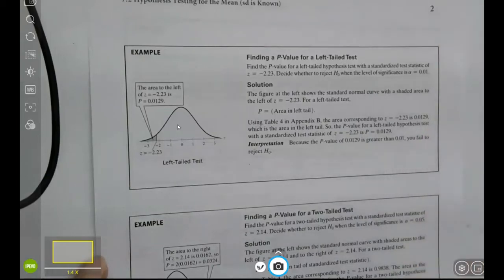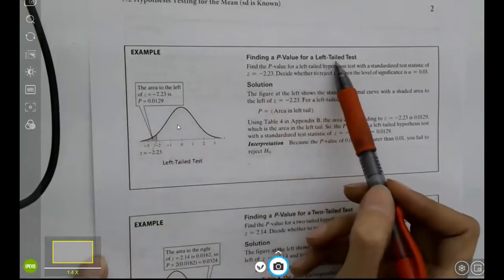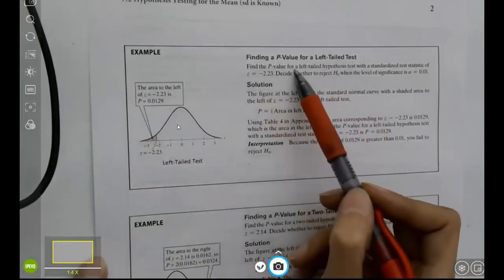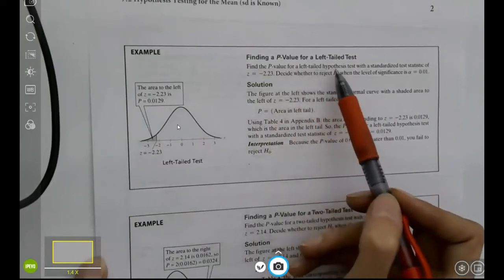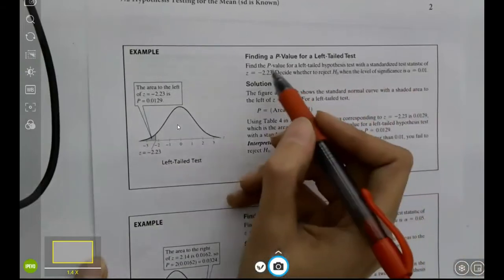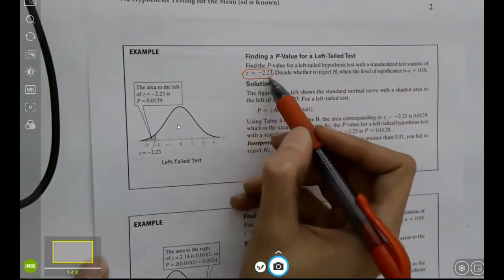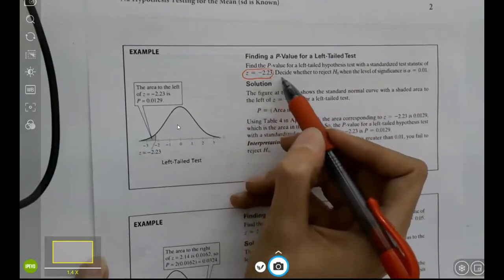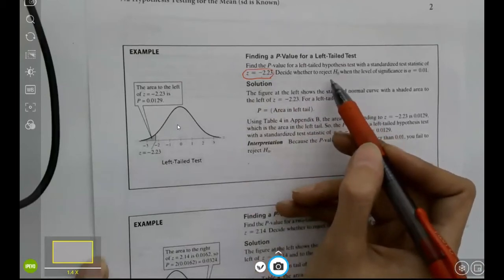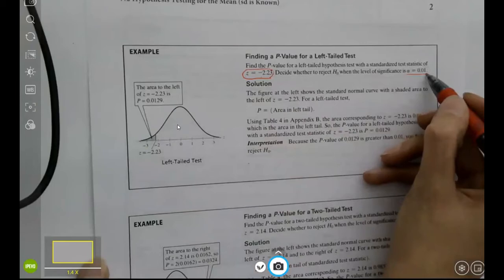Page 2, example. Finding a p-value for a left-tailed test. The question says, find the p-value for a left-tailed hypothesis test with a standardized test statistic, which is given to you as z equals minus 2.23. Decide whether to reject the null hypothesis when the level of significance alpha is given as 1%.